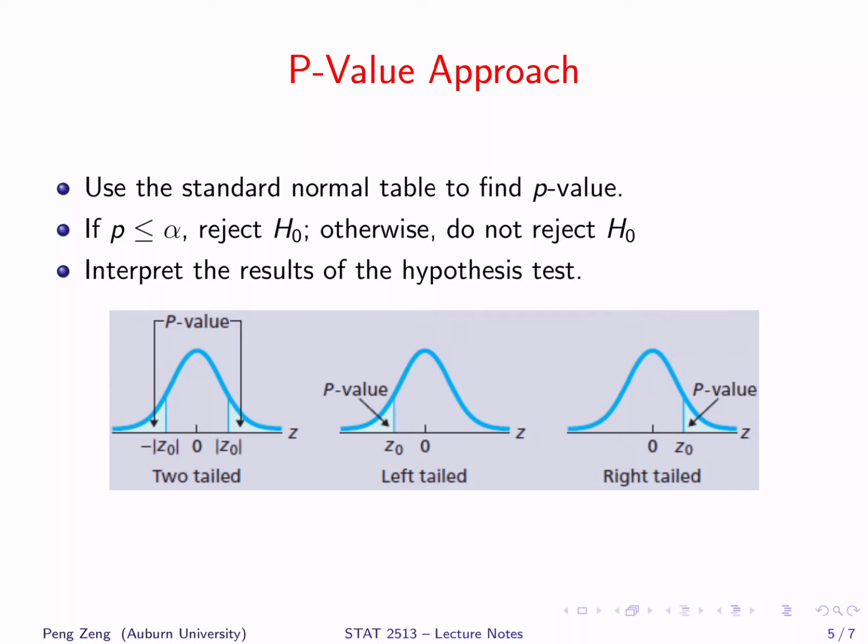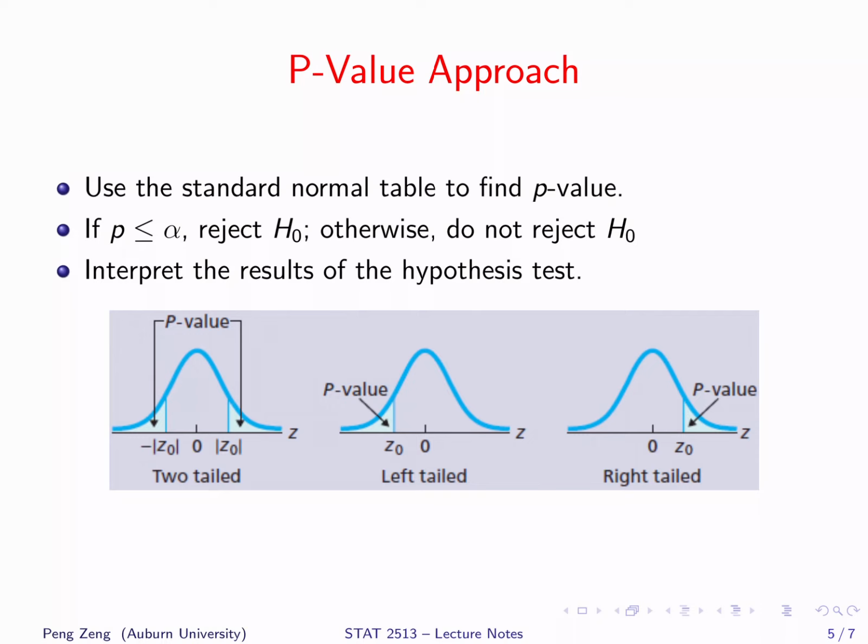We can also draw a conclusion based on the p-value approach. We calculate p-values in different ways for different alternative hypotheses. For a two-tailed test, the p-value is the probability less than negative absolute value of z0 or larger than the absolute value of z0. For a left-tailed test, the p-value is the probability less than z0. For a right-tailed test, the p-value is the probability larger than z0.